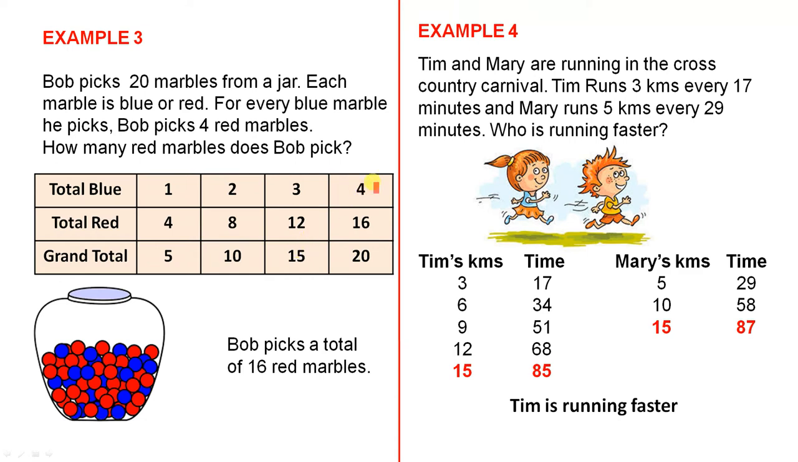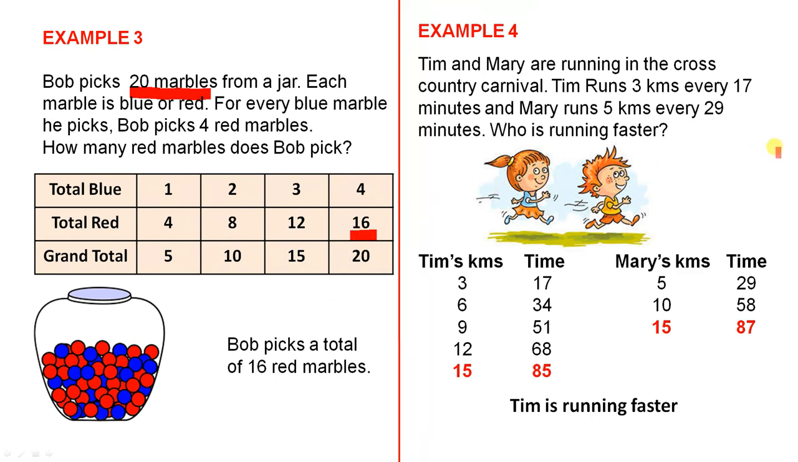And finally, when he picks his fourth blue, he picks an extra 4 red ones to give him a total number of 16 for red, which gives him a grand total of 20 marbles. So the question is asking, after he picks his 20 marbles, we want to know how many red marbles he picked. Well, there they are. He picks a total number of 16 red marbles.